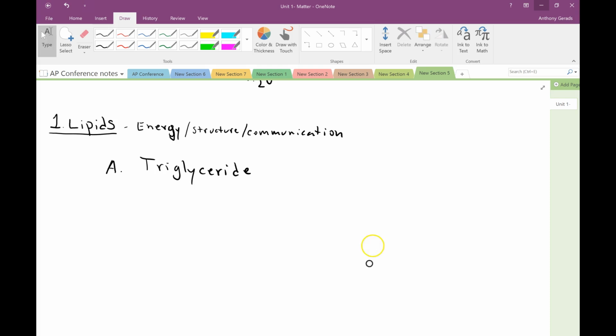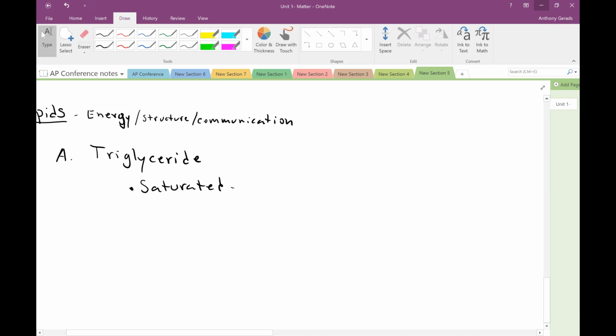And there's two big types of triglycerides that we talk about. There's saturated. If it's a saturated fat or a saturated fatty acid, it has no double bonds. And so it's going to look like that. Because it has no double bonds, these things can pretty much stack right on top of each other perfectly.